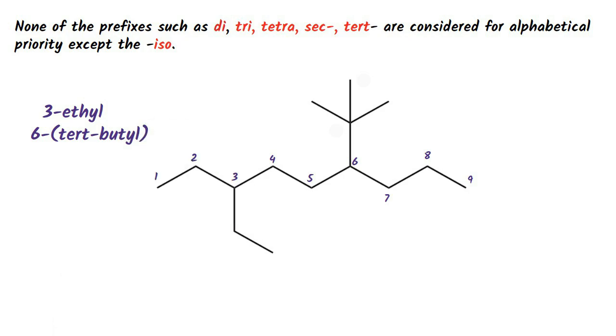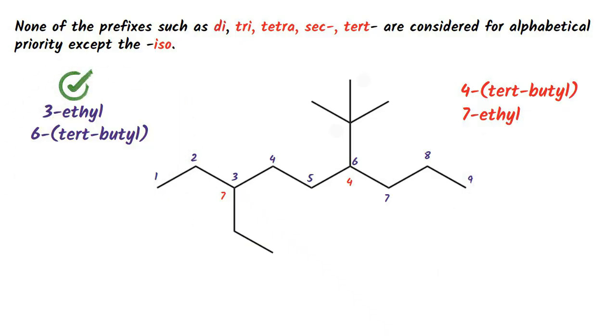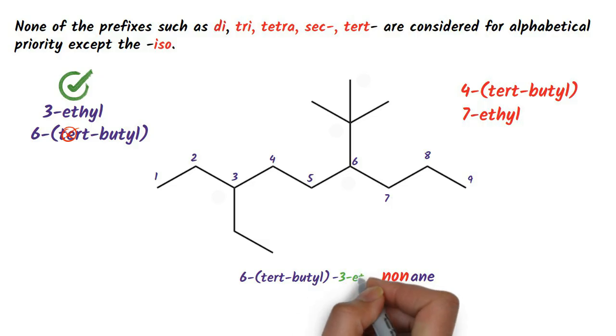If we do the numbering from right side, this carbon gets number 4 and this gets 7. So that, at C4 we have tert-butyl and, at C7 we have ethyl. The numbering that gives lowest locant sum is opted. For 9-carbon parent chain, root word is non. Only carbon-carbon single bonds are there, so the suffix to be used is ane. For alphabetical priority of prefixes, the prefix tert is not considered for alphabetical order. So butyl beats ethyl in alphabetical order. We write 6-tert-butyl-3-ethylnonane.